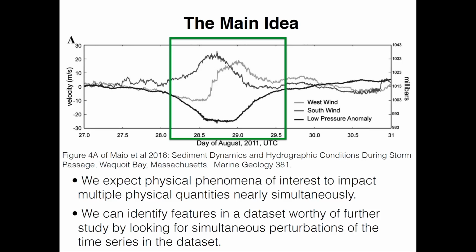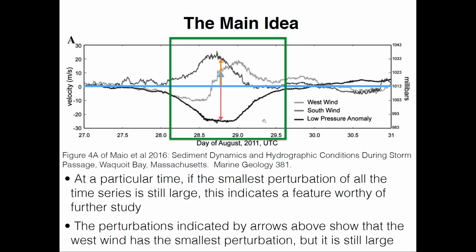So when the storm goes by, we expect something like a west wind and south wind and low pressure anomaly all to be different from their background state. So the idea is we're going to identify features in the data set that are worthy of further study by looking for simultaneous perturbations of the time series in the data set, right? So if I was looking for a storm, it's a good idea to look for times when everything's different from normal.